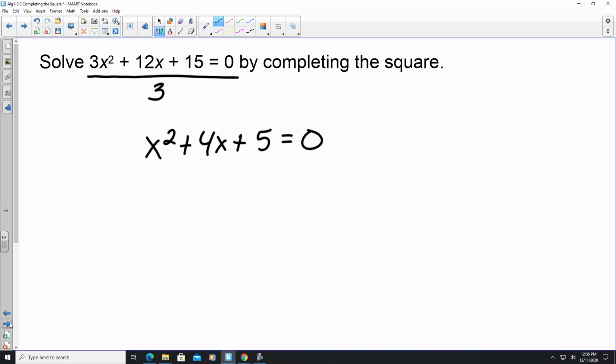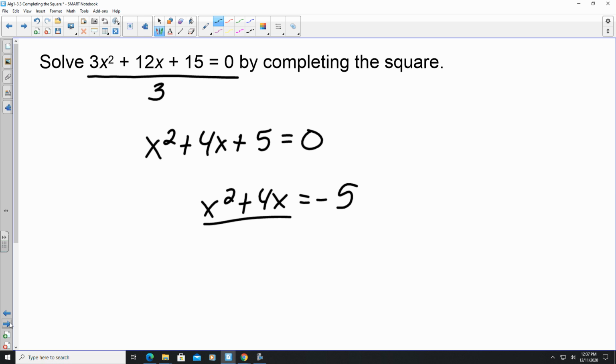Now that a is 1, I can put all my variables on one side, all my non-variables on the other. So I've got to put my 5 on the other side. So this is now x squared plus 4x is equal to -5. I subtracted 5 from both sides.